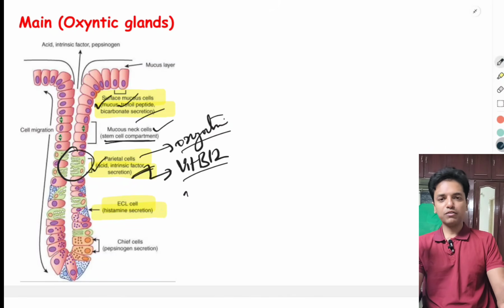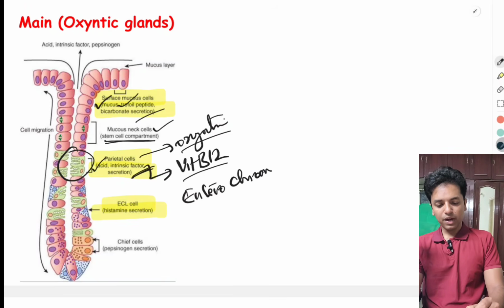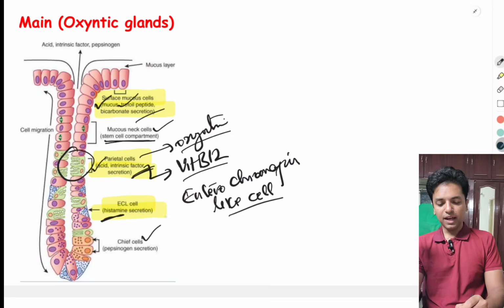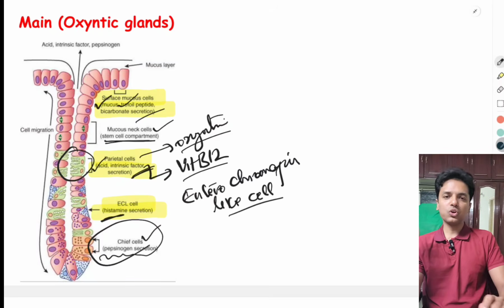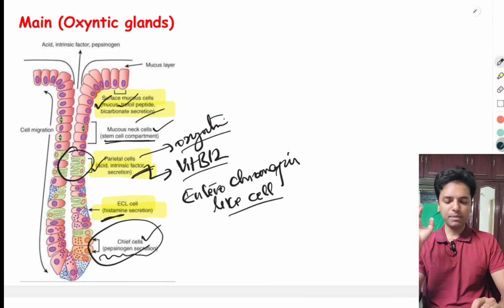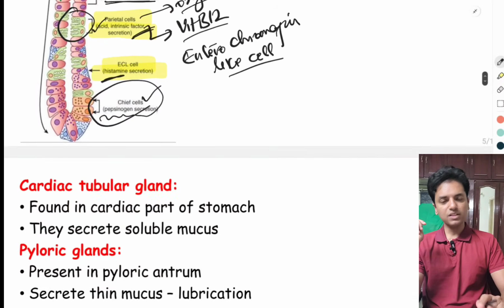The full form of ECL is enterochromaffin-like cell. This is called an ECL cell, and it secretes histamine. The last is the chief cell. The chief cell is also called the peptic cell, and these chief cells secrete the enzyme pepsinogen. So we have the surface mucous cells, we have the parietal cells, we have the ECL cells which secrete histamine, and then we also have the chief cells.